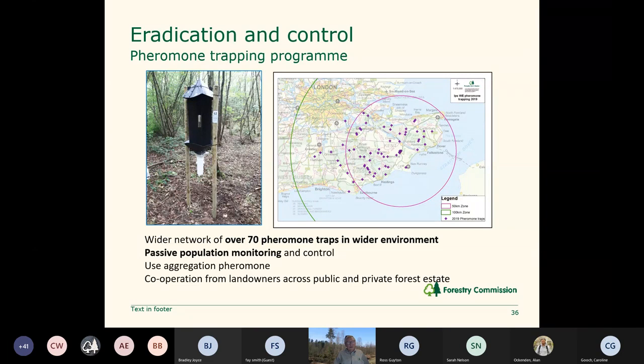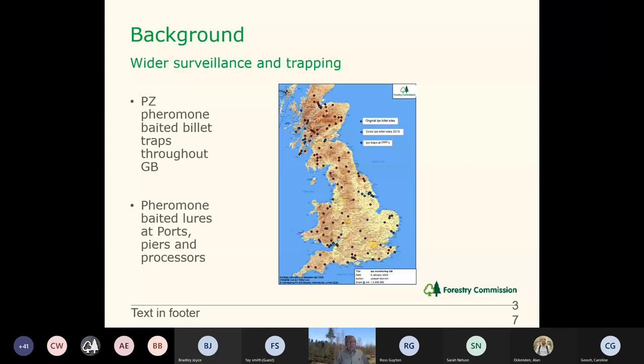The wider network of pheromone traps is indicated here. This is again from a couple of years ago, and there are additional traps supporting this program, both in terms of surveillance and control, which are illustrated here. So all these diamonds show where we have the ongoing forest-based pheromone-baited beetle billet piles, which are surveyed annually.